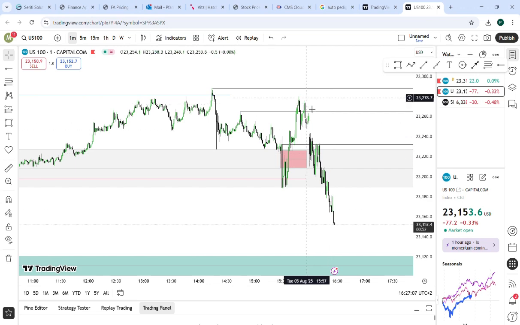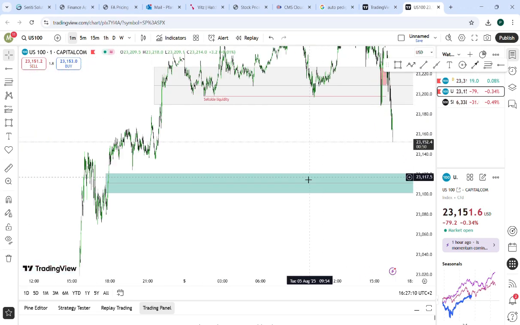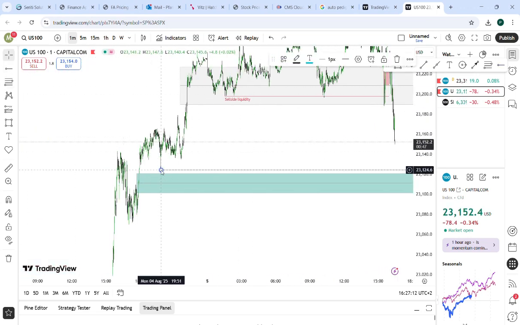As you can see, we are trading lower, and I think the target, we're going to go and take out this area right there.